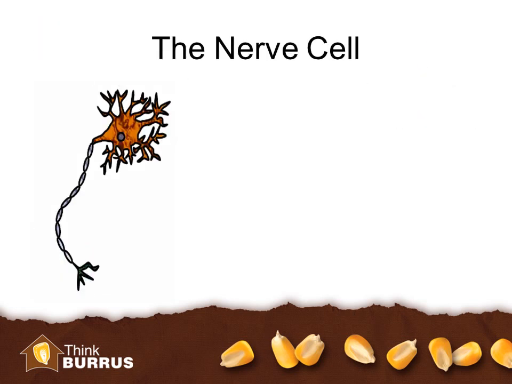I also want you to note that the disruption of the signal from one neuron to the next neuron can happen in many different locations in the nerve cell. Some insecticides will mess up the signal as it comes into the cell, through the branches of the nerve cell, what we call the dendrites.